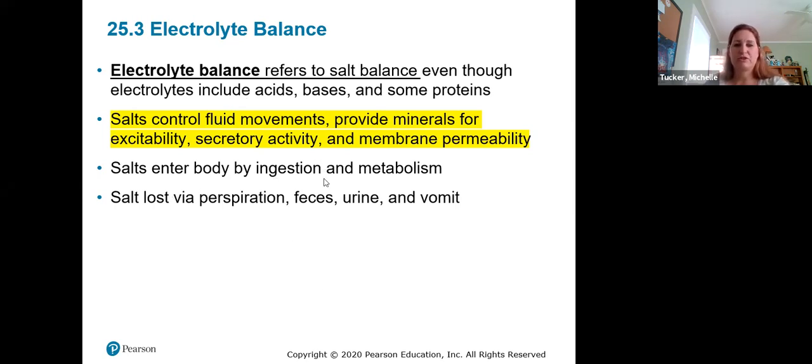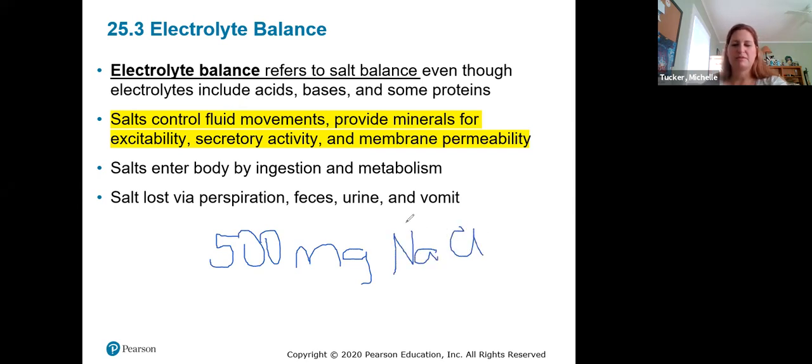Salt enters the body by ingestion and metabolism. So our body needs 500 milligrams of sodium per day, usually as sodium chloride. Our ingestion of salt is 5,000 milligrams of sodium per day. So we get plenty of salt ingested, which means we need to usually excrete quite a bit. Salt is lost in perspiration, feces, urine, and vomit.